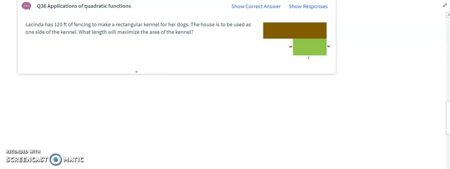I had some questions about question 36 from section 14, so let me show you how this problem works. Lucinda has 120 feet of fencing to make a rectangular kennel for her dogs. The house is to be used as one side of the kennel. What length will maximize the area of the kennel?